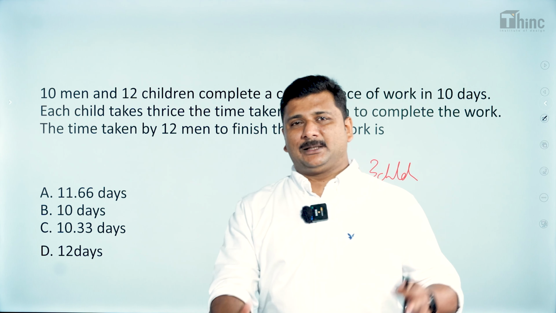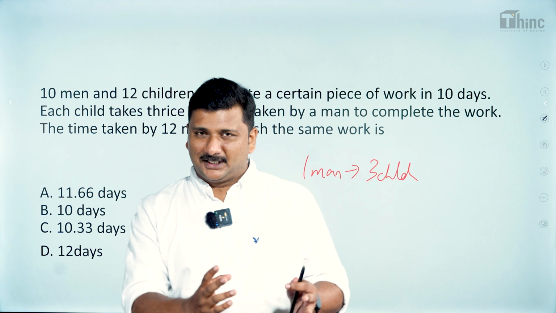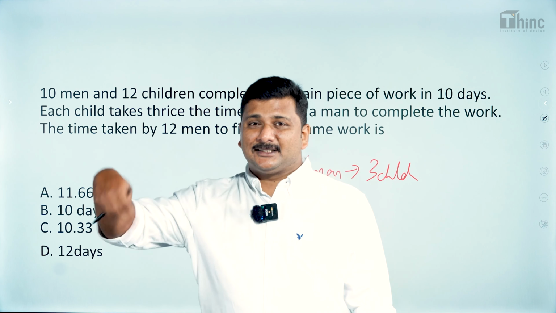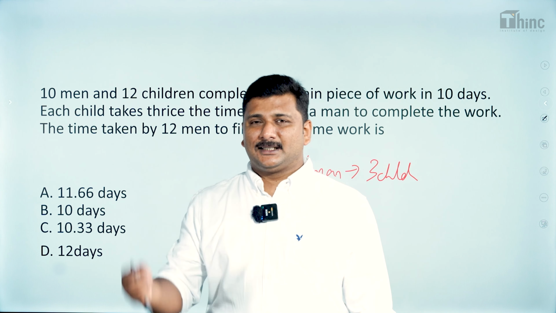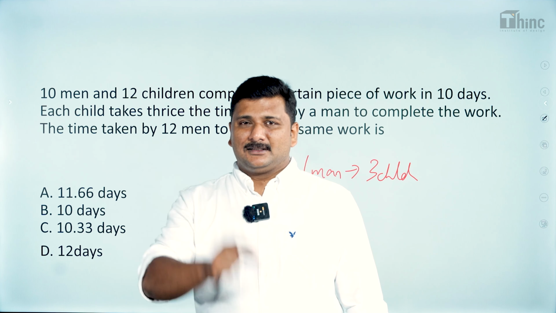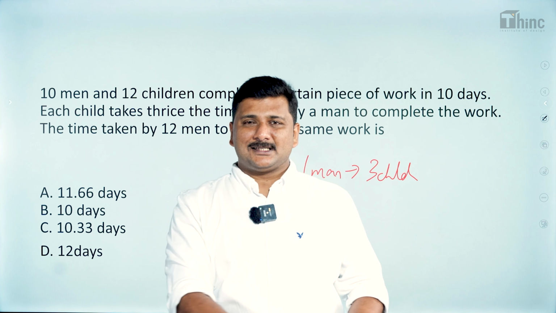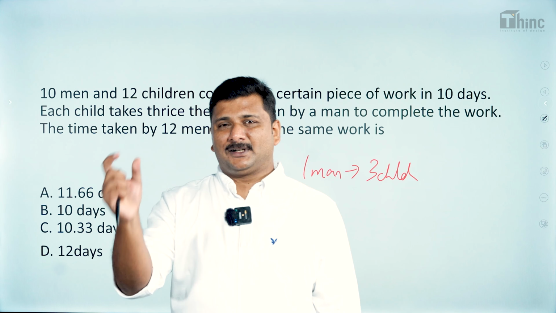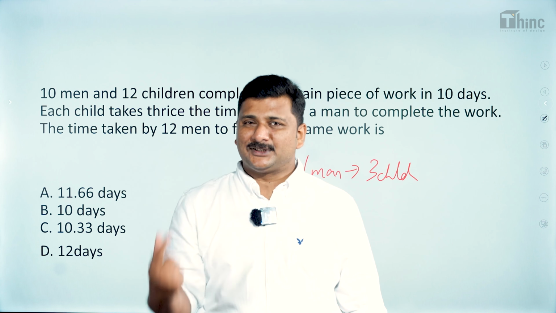I'll repeat that one more time. A man does 30 units in one day. So a child will take 3 days to do 30 units. That means a child can contribute only 10 units in one day. So to replace the work which one man does, 30 units, I have to send 3 children, because one child will do 10 units, so 3 children will do 30 units.